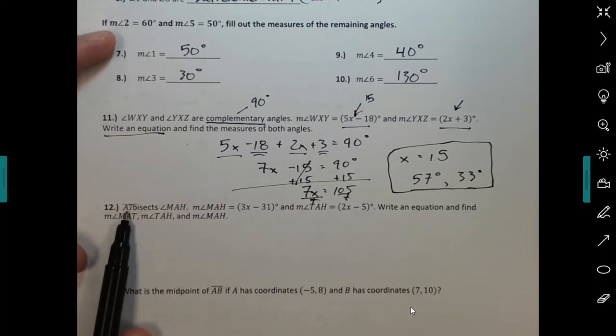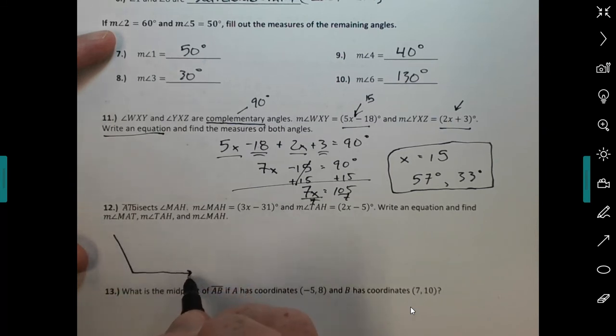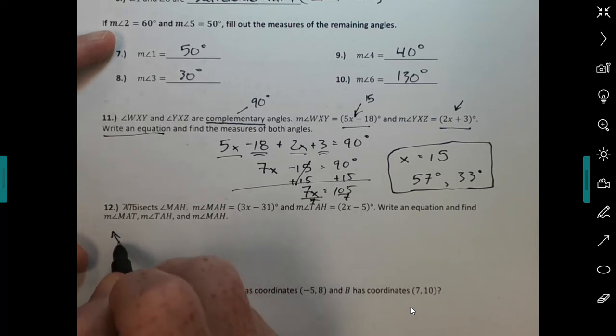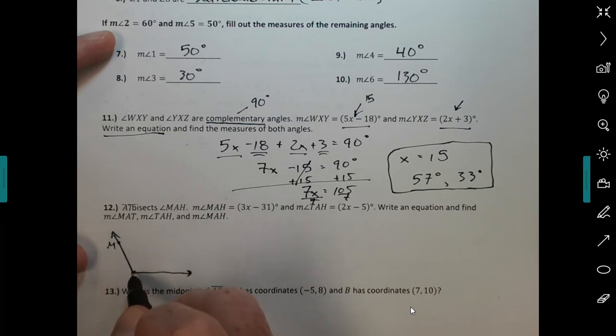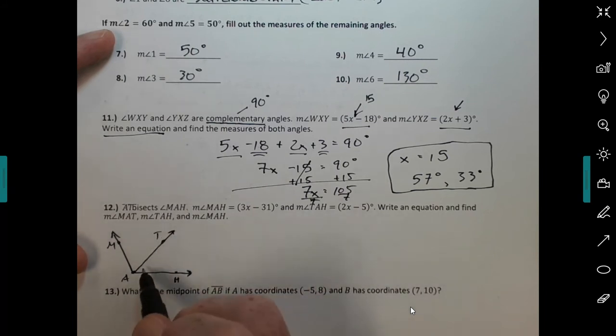They're trying to say AT bisects. Now we studied on the last page, that means we're going to be cutting something in half. So I need to draw this. I want to get a good visual of what's happening. M, A, H, and I've got A, T, cutting it in half. If I cut something in half, that means this angle's got to be the exact same as this angle, whether I did a good job drawing that or not.